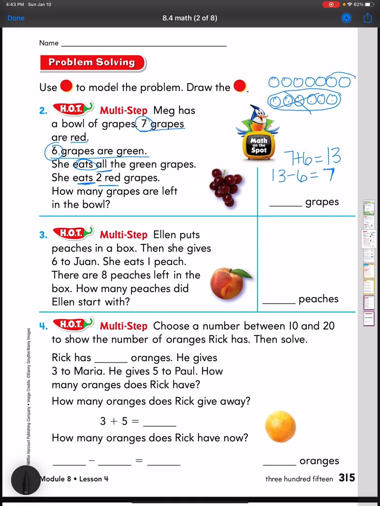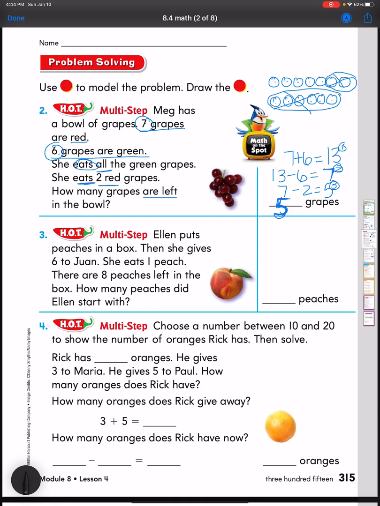So here's our 2 red grapes now. She ate those. So we had 7 and we ate 2. What are we left with? 1, 2, 3, 4, 5. She's left with 5 grapes. And that answers our question, because our question was, how many grapes are left? 5 are left. So it took us 1, 2, 3 steps to find this answer.